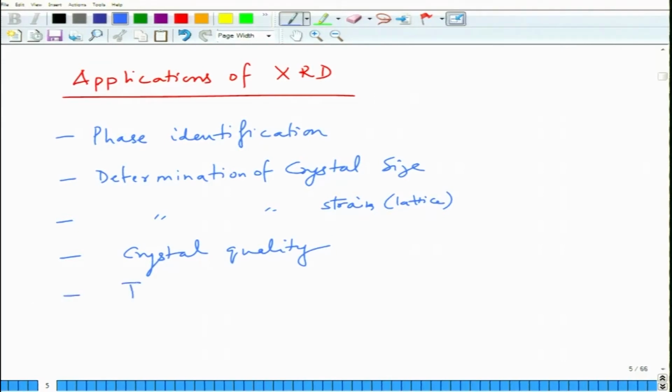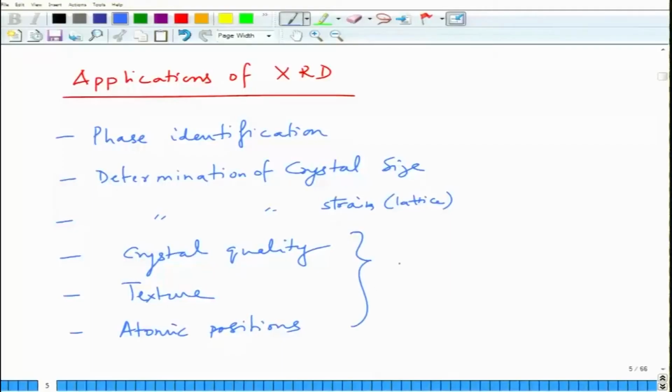One can also determine the texture, and there are a lot of other things you can do using X-ray diffraction. For example, one can determine the crystal quality, texture, crystal size, strain, lattice. One can also determine atomic positions, for instance. But these are all advanced. So this is, I would say, the advanced version, and these are all more of a beginner level of expertise.